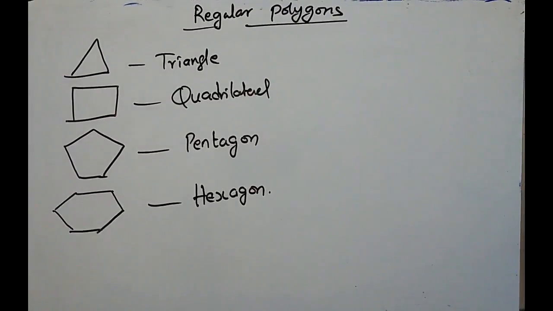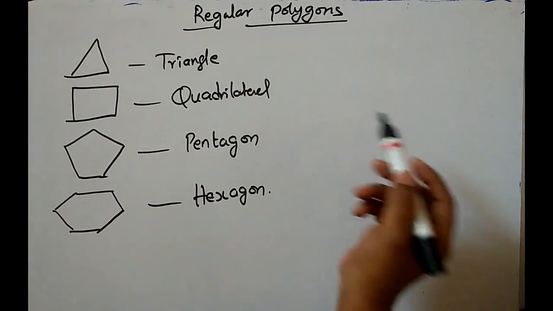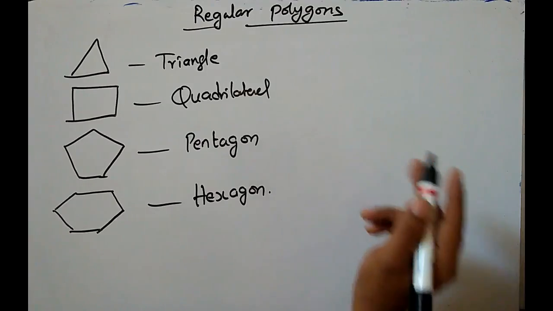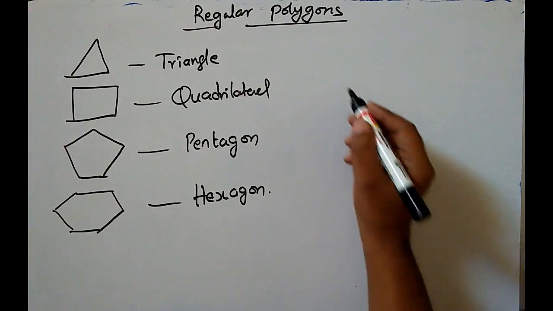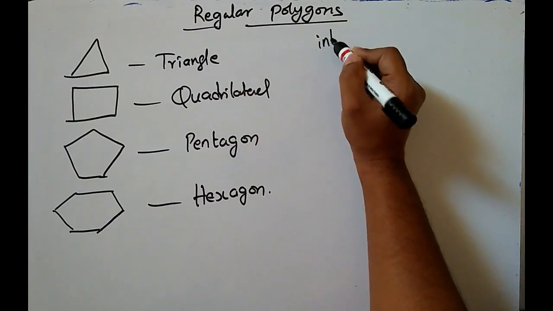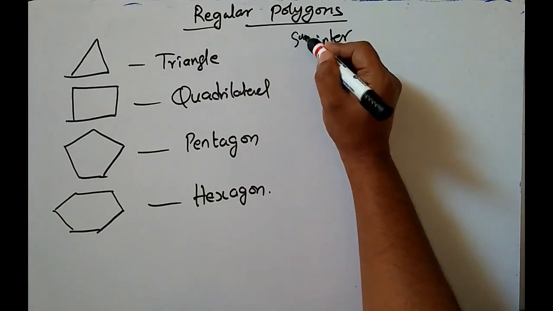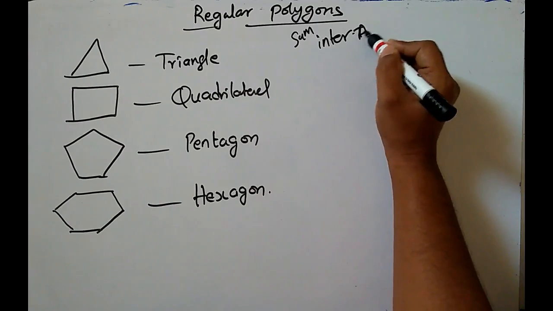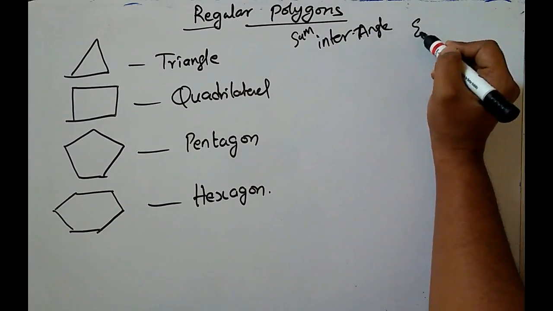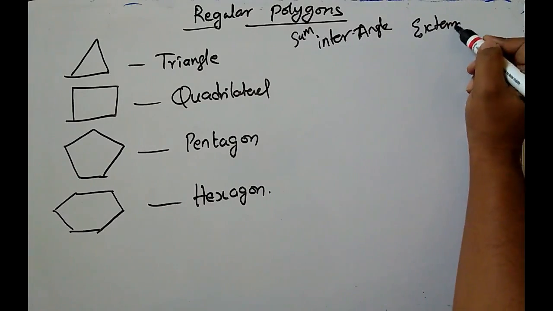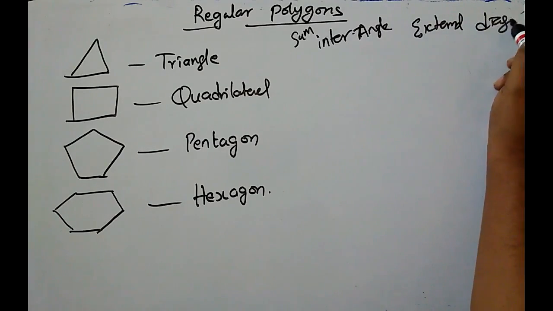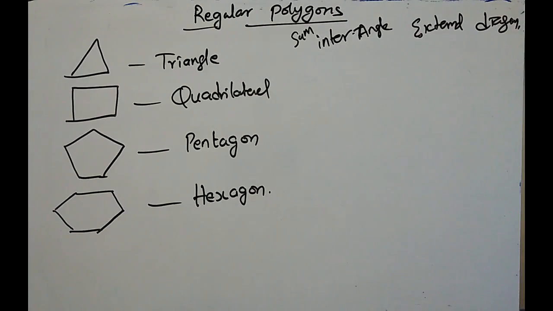Hi friends, we have seen the areas of the triangle. Now we are going to see the regular polygons. Here, regular means all the sides are equal, and for polygons we have to find two to three things, which are the internal angle, sum of internal angles, external angle, and diagonals. So what is this sum of internal angles?